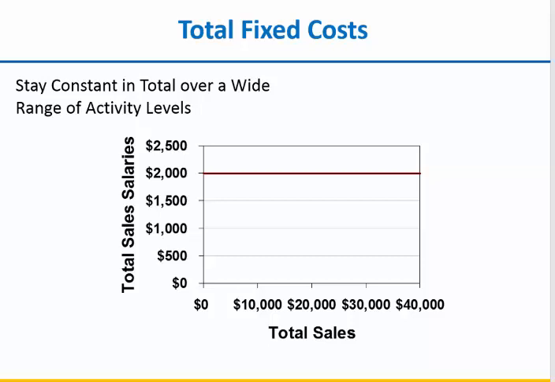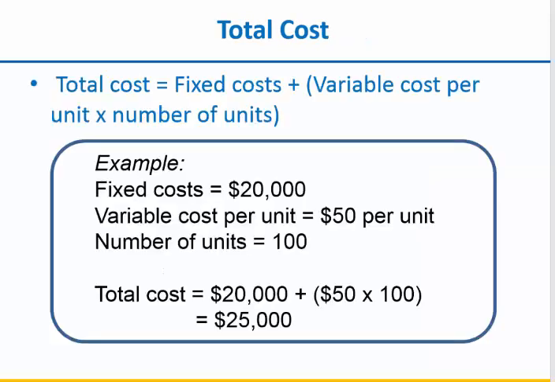Alright, so next let's take a look at this particular example here. How we can find the total cost. The total cost consists of a fixed cost and a variable cost. The formula is pretty simple: total cost equals fixed cost plus the total variable cost. Then the total variable cost here is variable cost per unit multiplied by the number of units.